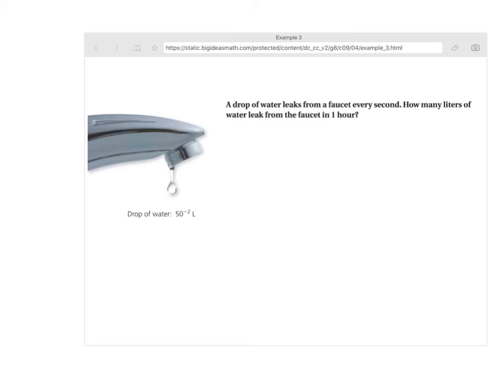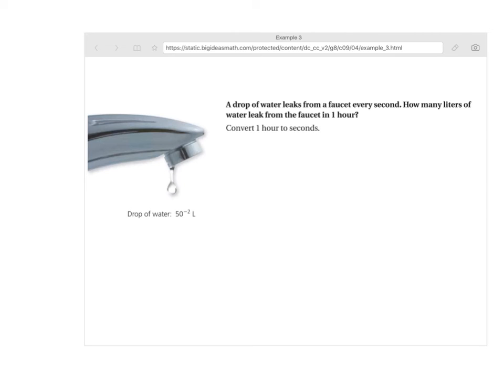All right, so we're doing a word problem here, and it talks about a faucet. A drop of water leaks from this faucet every second. How many liters of water leak from the faucet in 1 hour? So there's two parts to this. First, we need to take how much water drops per hour, because it asks us how much in an hour. It told you that it leaks a drop every second. So we need to find out how many seconds are in an hour.